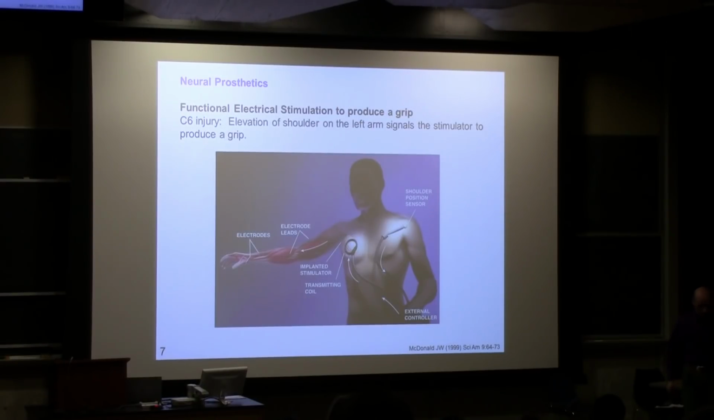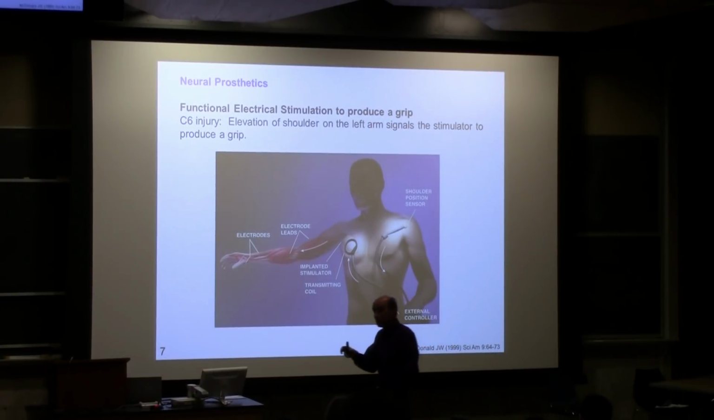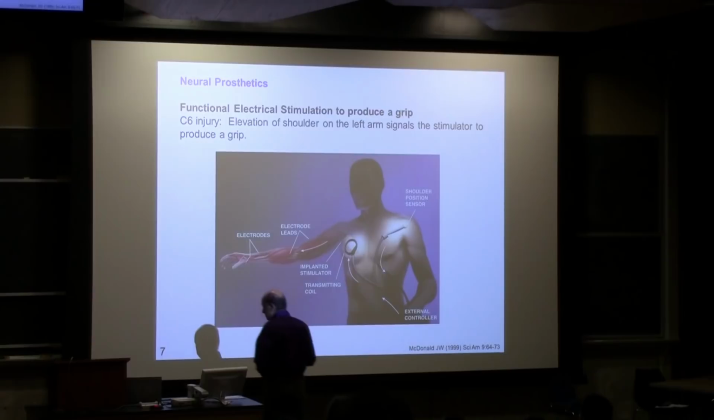So a sensor is placed on the shoulder, and the accelerometer is detecting motion. When the patient lifts the shoulder, a stimulator then activates the hand muscles, allowing the patient to close the hand. So what this will allow the patient to do is to grip something by moving their shoulder upward, release it by bringing the shoulder downward. So let me show you what that looks like.